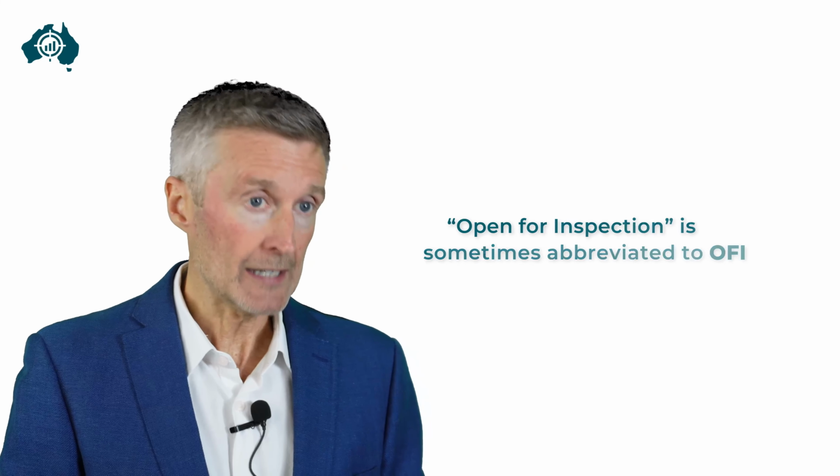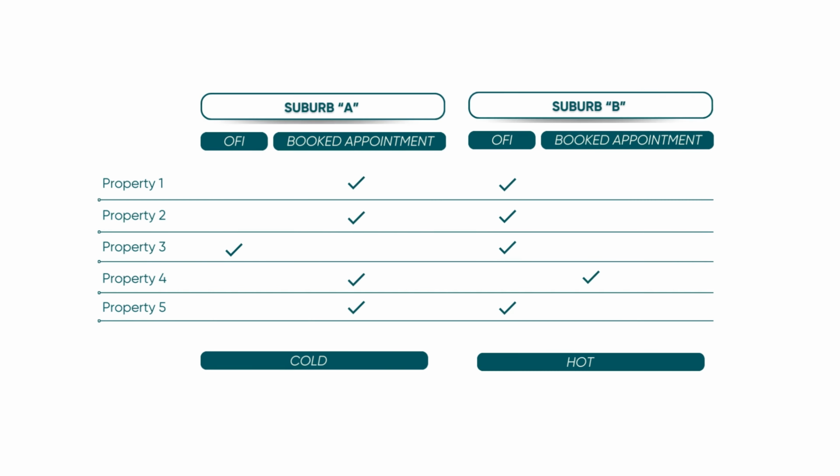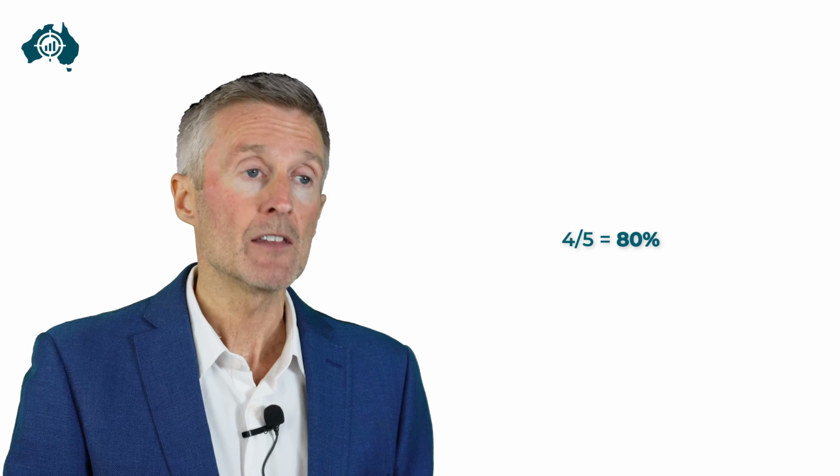The OFI percentage is the number of properties advertised for sale with an open inspection date, and then it's calculated as a percentage. So if there were 5 properties listed for sale and 1 had an open inspection, then the OFI percentage would be 20%. If 4 of the 5 properties had open inspection times, then the OFI percent would be 80%.